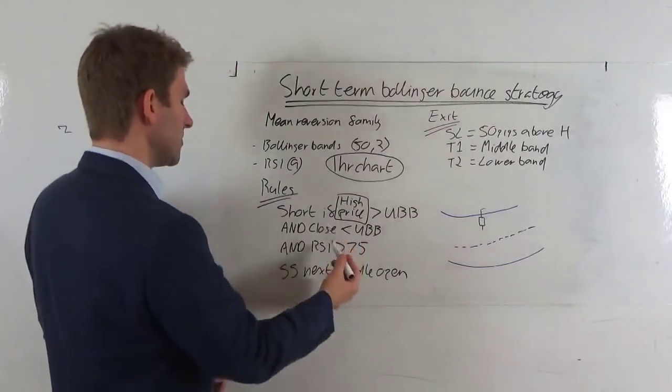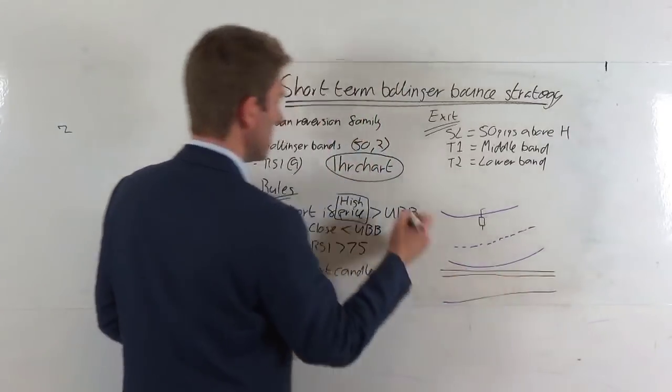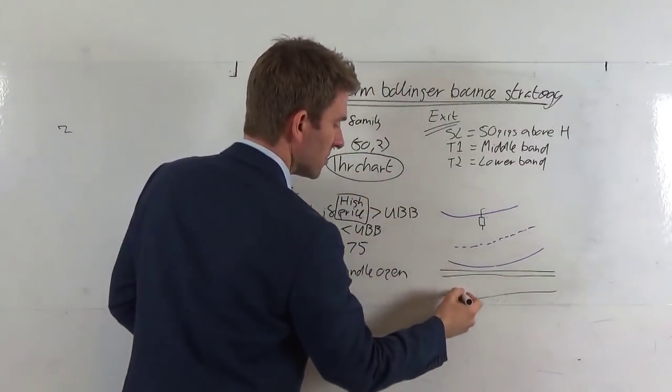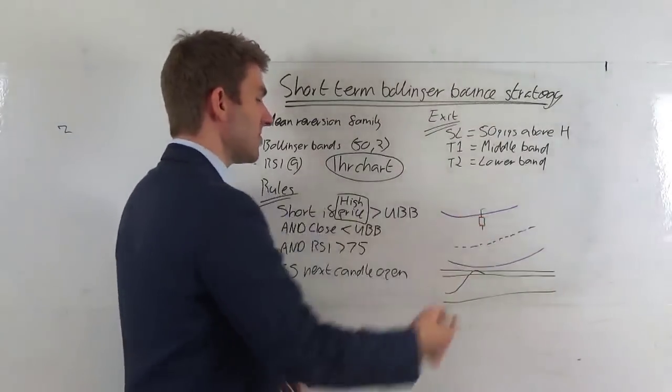What's the next part? Next part, pretty simple, guys. RSI has got to be above 75. We know the score with that. Just make sure you're on a setting of 9. We're looking for it to be in an overbought condition, which is above 75. Overbought and that signal. Then what do we do?